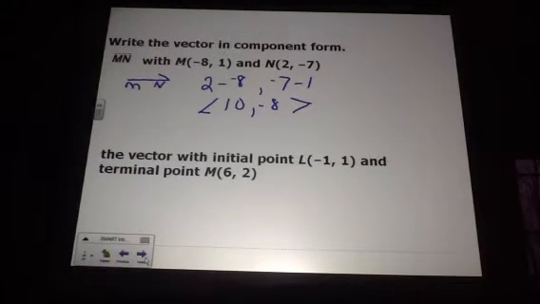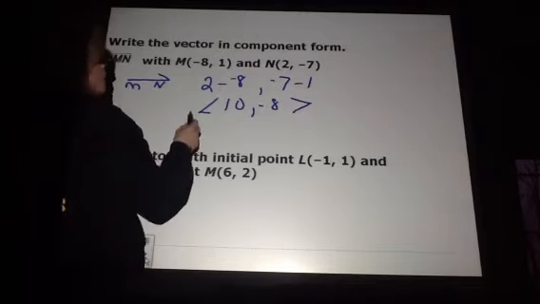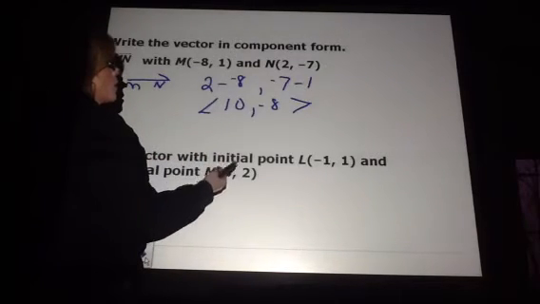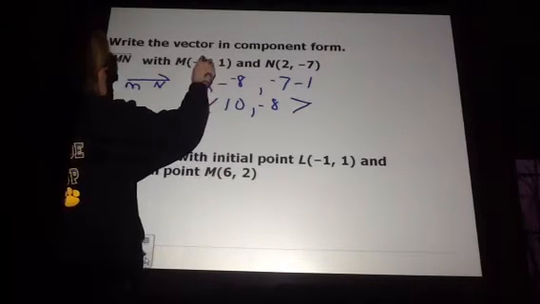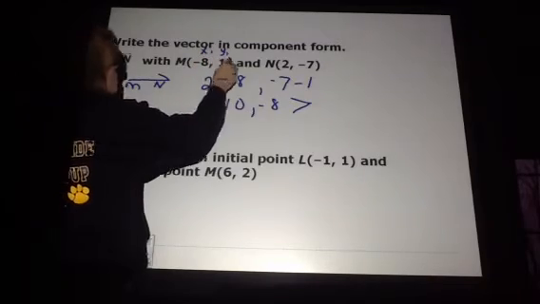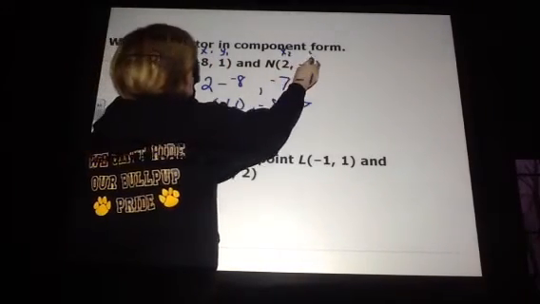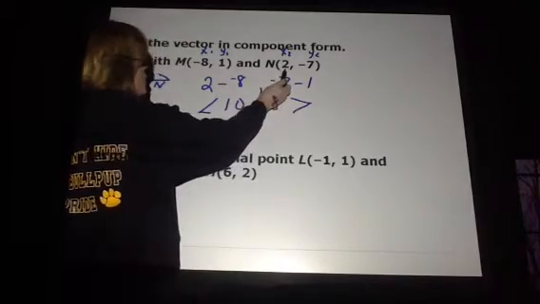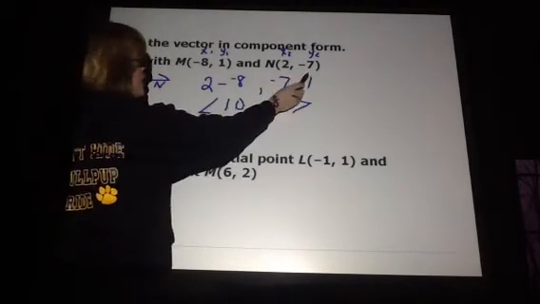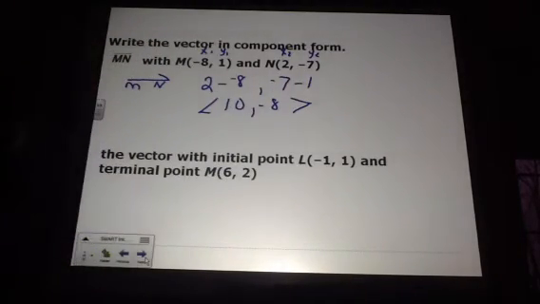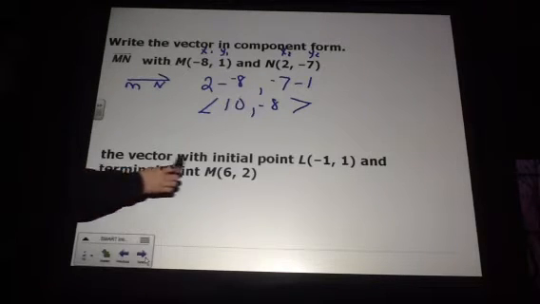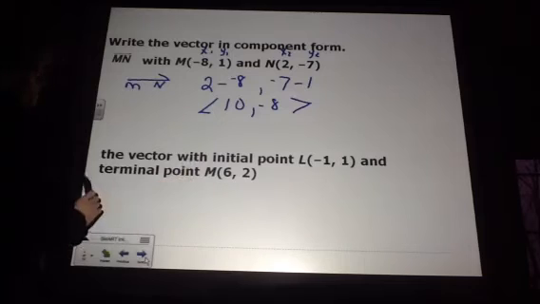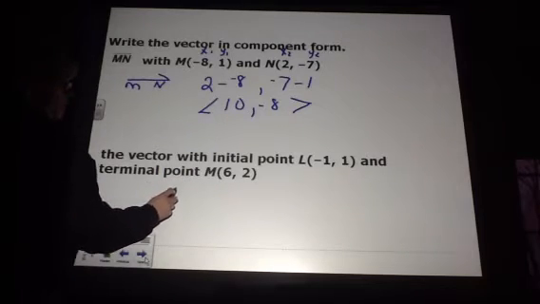All right, just like finding slope, okay, guys, but instead it's horizontal and vertical. So if you want to label this x1, y1, x2, y2, you take 2 minus the -8, -7 minus the 1. All right, so see if you can do this one on your own. It's giving you the initial point and the terminal point, okay?